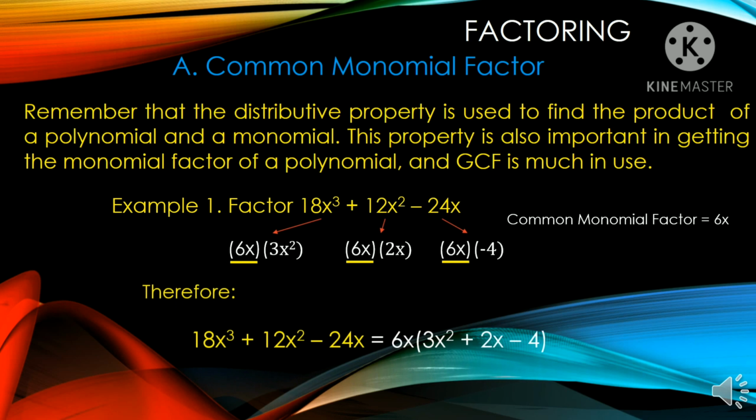So to factor 18x cubed plus 12x squared minus 24x, that's now equal to 6x times 3x squared plus 2x minus 4. How did we get 3x squared plus 2x minus 4? We will simply divide each term in the given polynomial by the common monomial factor. So 18x cubed divided by 6x is simply 3x squared. Then 12x squared divided by 6x is 2x. Negative 24x divided by 6x gives us negative 4.